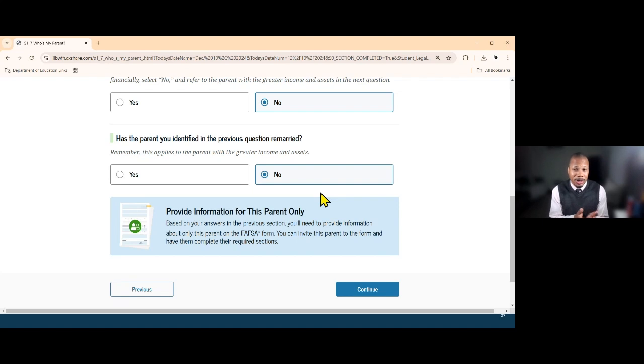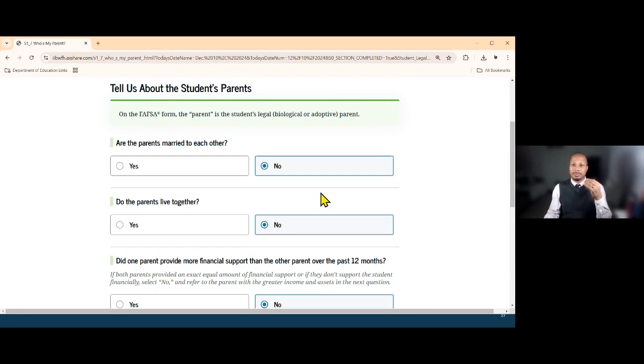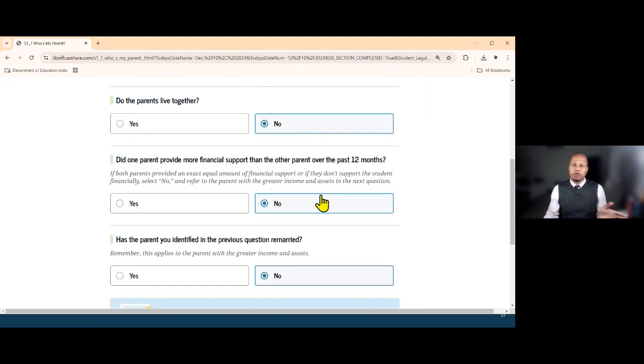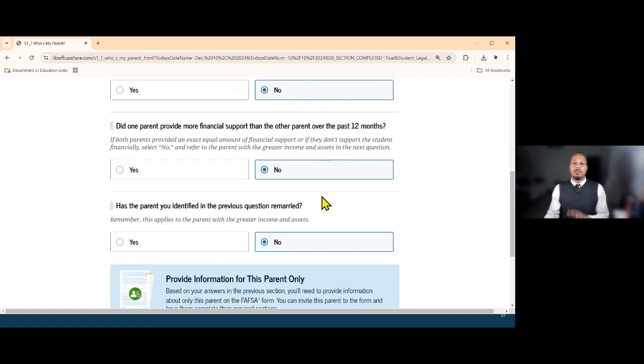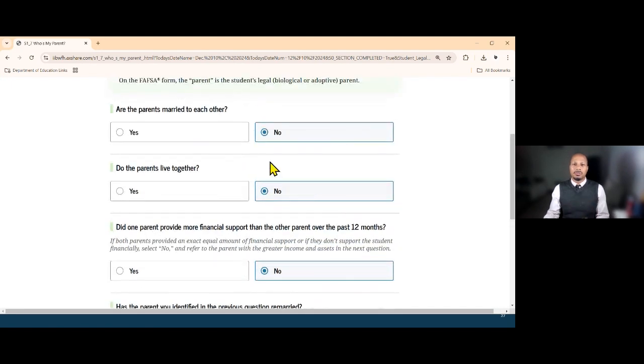I know that was a little bit confusing, and it could be for some of you. So I'm going to break it down like this. Think of it in terms of steps. Are they married? If they're not married, do they live together? If they don't live together, who's providing more financial support? You guys figure that part out. And when you figure that part out, is that person who's providing more financial support, are they married? So 4 steps, 4 different ways of looking at it to determine who should be going on this FAFSA form.